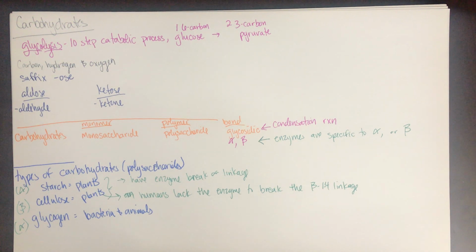Let's see. So there's a lot of really good overviews of what is coming up next. I've used some slides from a few different textbooks. And we'll get into glycolysis and then look at the 10 steps that take this glucose molecule into 2 3-carbon pyruvate molecules.